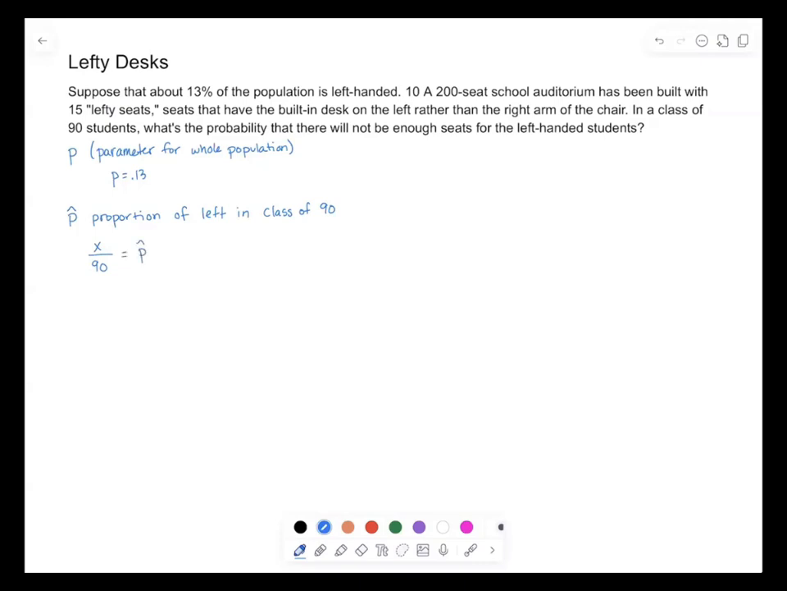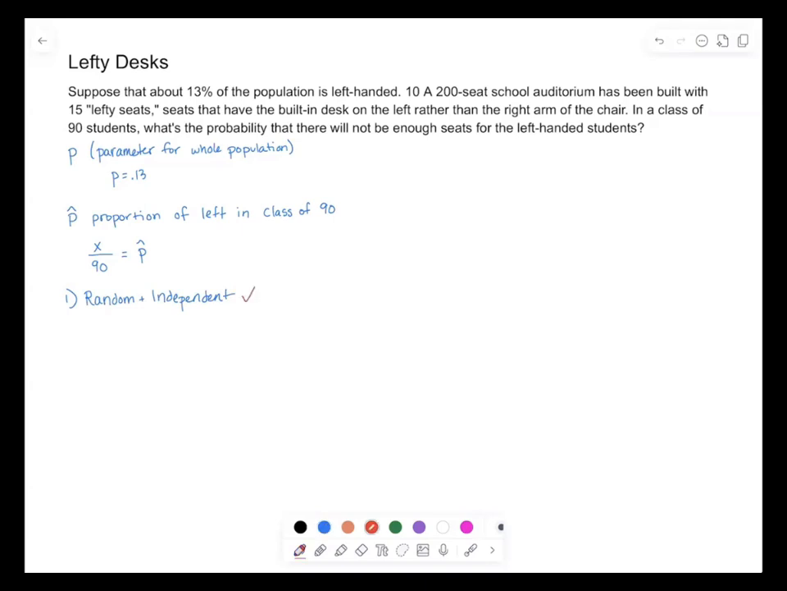Now, before I do anything with a normal model distribution, I have to check my conditions. Okay, so remember, my first condition is that this sample has to be random and independent. I'm going to guess that this one's true. They didn't really tell us.